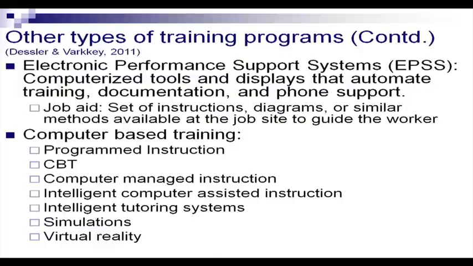The other type of training program is computer based training, which is programmed instruction. Computer managed instruction is where the computer tells you that you're not doing things right, so it is built into the program and the program itself guides you. Intelligent computer assisted instruction is another method of computer-based training. Intelligent tutoring system is another method, where the system itself tutors you and helps you get through your program.